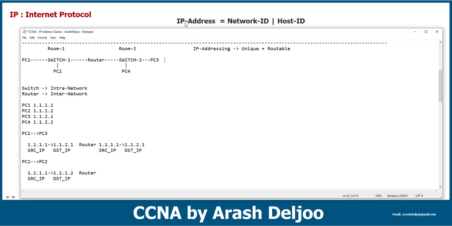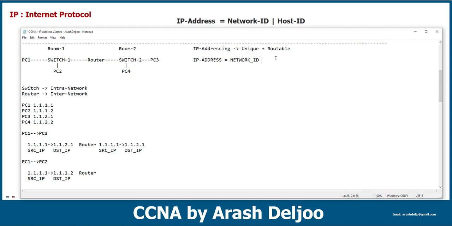Let me write here. As you can see, each IP address has two parts. The first is the network ID. I will talk about that. Network ID is the same as the street name. You know that all of the houses in one street should use the same street name. And here all of the PCs, all of the hosts in one network should use the same network ID, such as in this scenario. For example, assume that the network ID is the first three octets, 111. This means that all of the PCs in room 1 should use 111 in the first three octets.